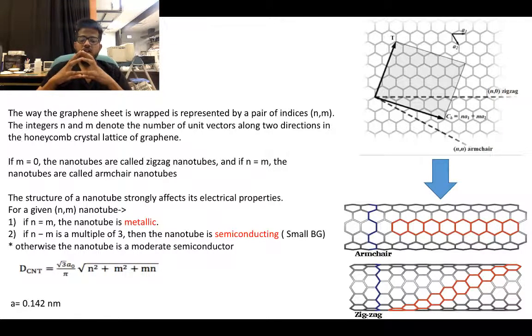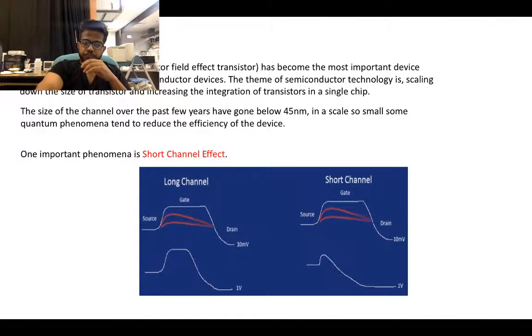Well, the diameter of the carbon nanotube is governed by this formula, which is root over 3 a naught by pi into root over n square plus m square plus mn, where a is actually 0.142 nanometers. What is 0.142 nanometers? It is actually the distance between each individual carbon atom.